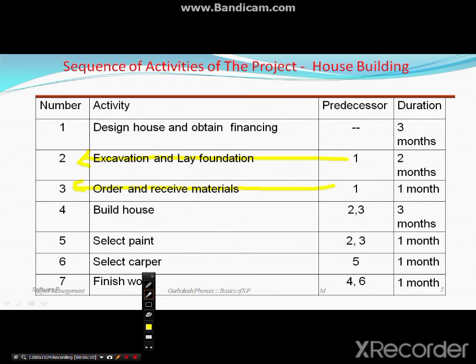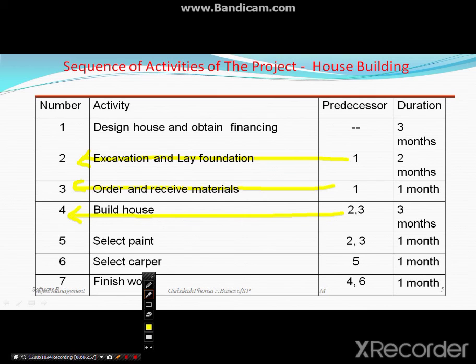Similarly, if I take activity number 2 and 3, after 2 and 3, which activity will start? Activity 4 starts. Okay, that is the meaning. And this should also match with the logical sequence. What is the meaning? After design, we can do excavation. You cannot do excavation until design is done. That is the meaning. And that logical sequence is arranged by using the predecessor command.